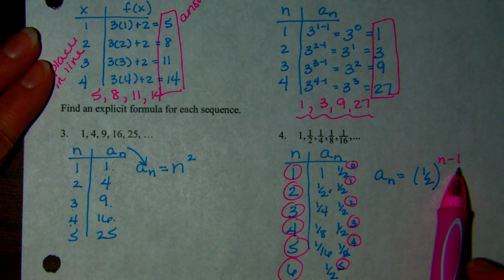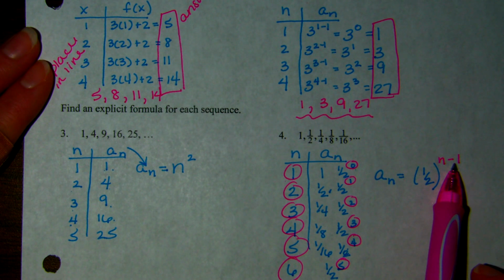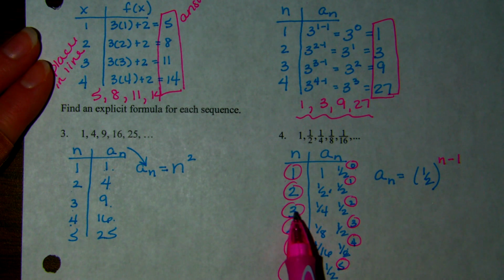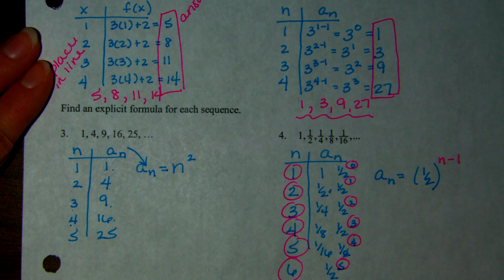My position is 1, but my exponent is 0. 1 minus 1 is 0. My position is 2, but my exponent is 1. 2 minus 1 is 1. My position is 3, but my exponent is 2. 3 minus 1 is 2.